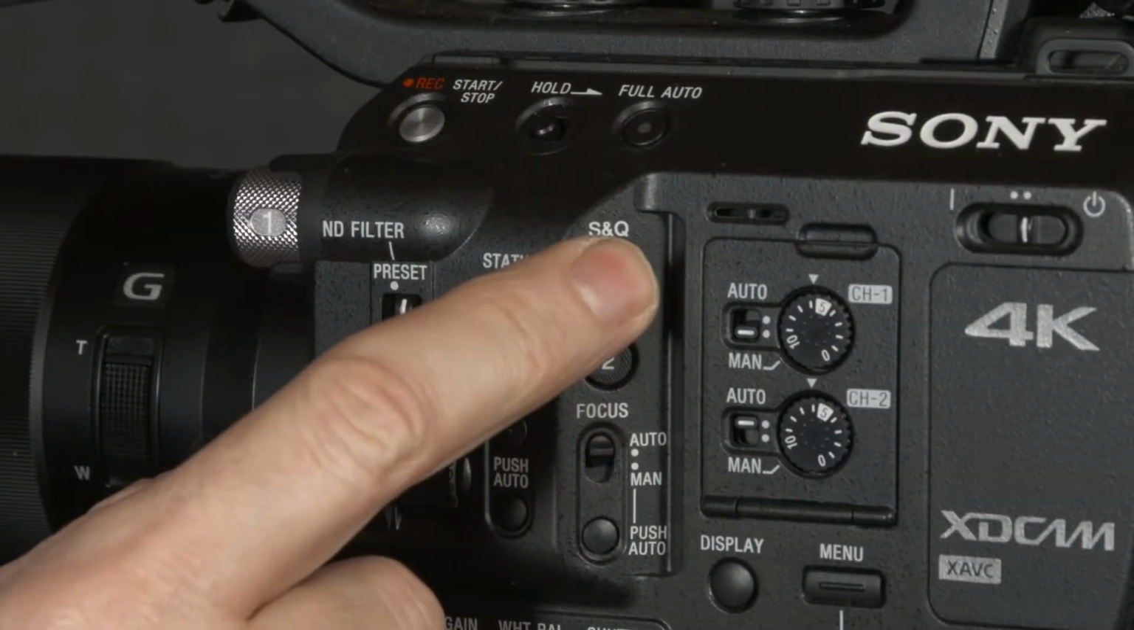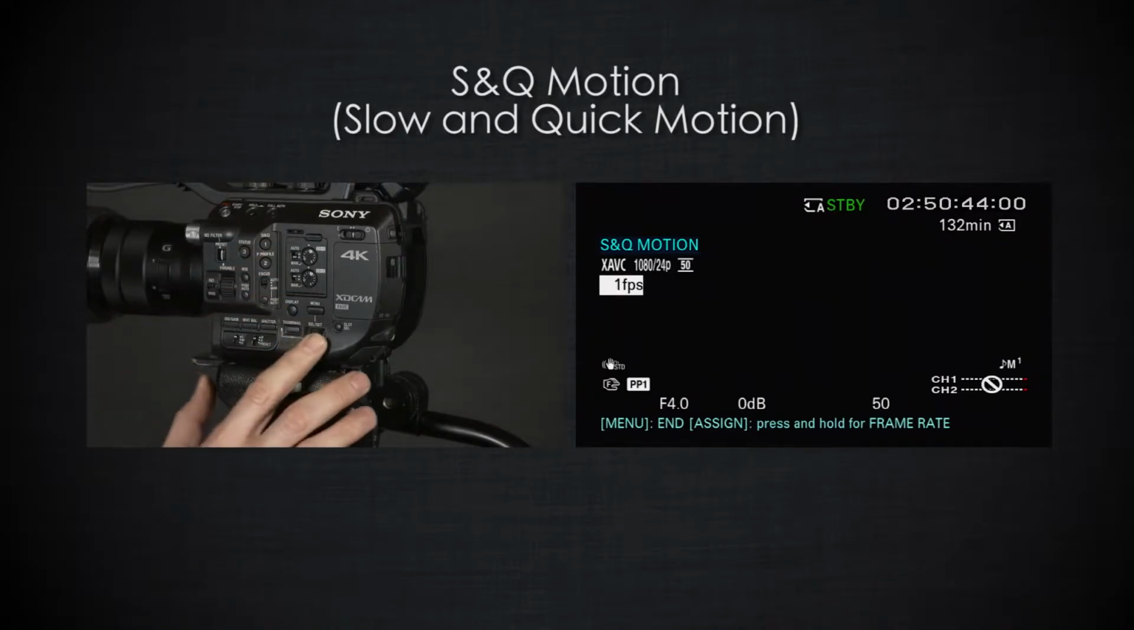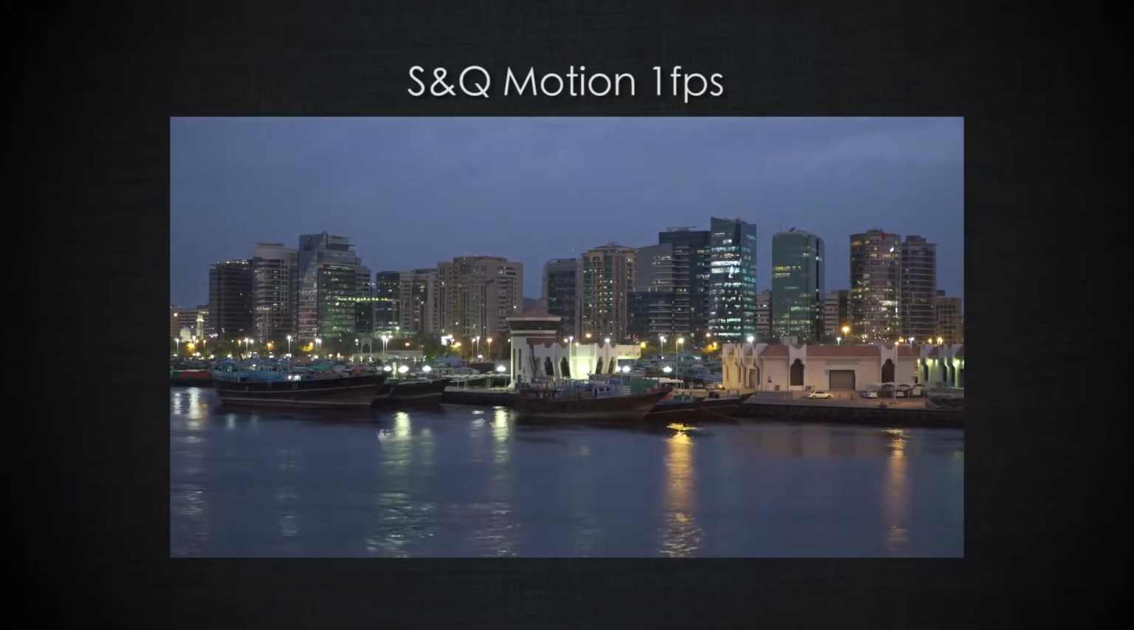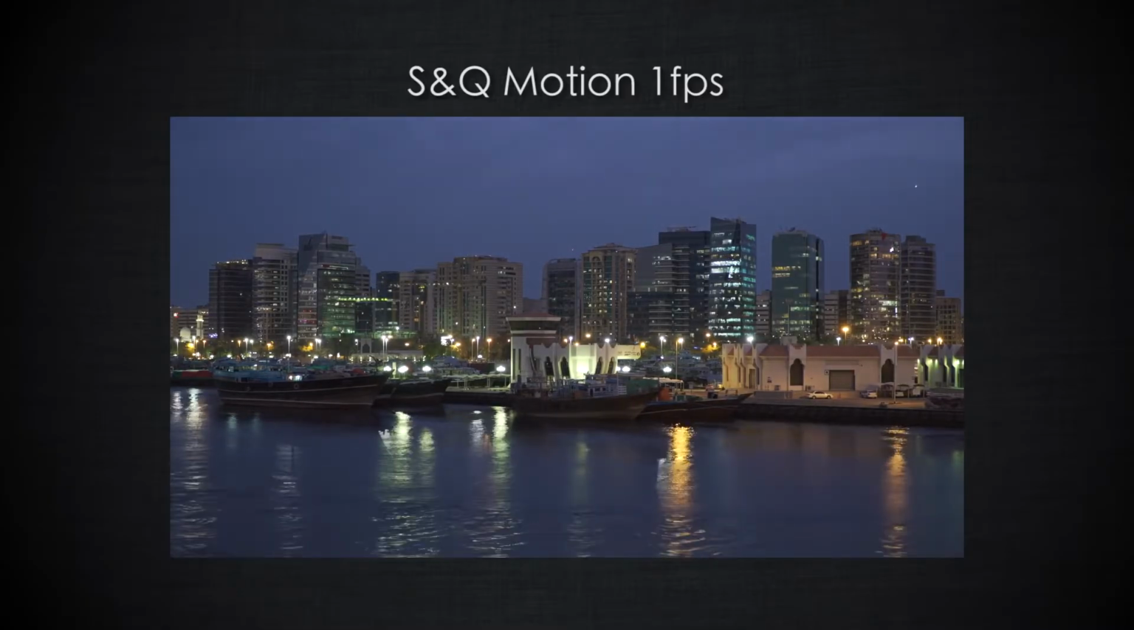As an example, if I set the camera to 24 frames per second for its base recording settings, and then I engage S&Q motion by pressing the S&Q motion button here, and then press and hold the S&Q motion button again to enable you to choose the frame rate that you want to shoot at. If I go down to 1 frame per second, when I play the clip back, it'll be sped up by 24 times. That's really useful for time-lapse.